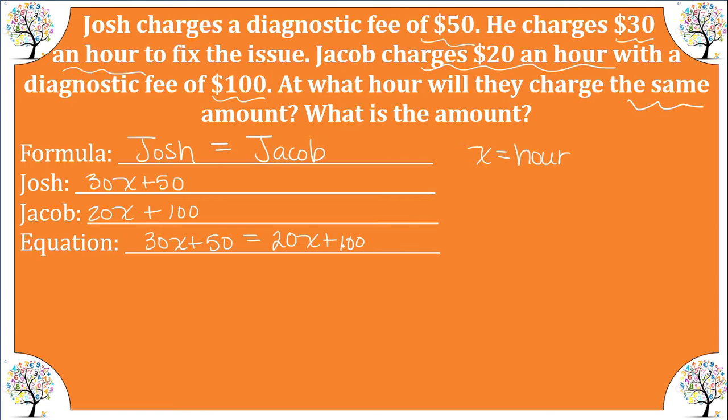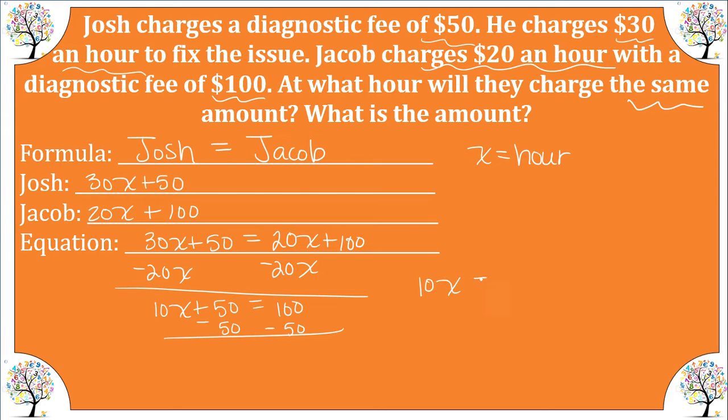Now we need to solve for x, which is hour. We have variables on the left and the right, so we need to address the variables before the constants. We're going to subtract out the smaller one. And we have 10x plus 50 is equal to 100. And then we are going to subtract out 50 from both sides. And we get 10x is equal to 50. And we're going to divide each side by 10. And x, which is hour, is 5.